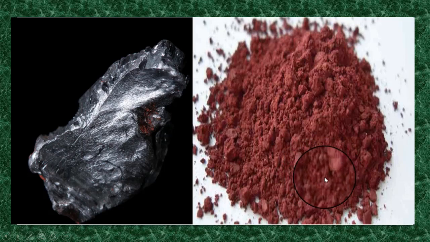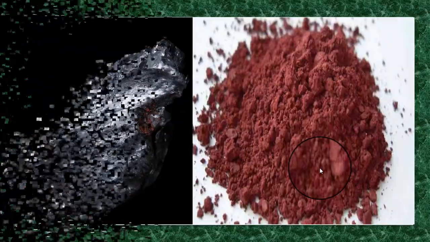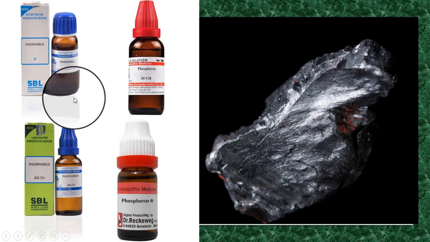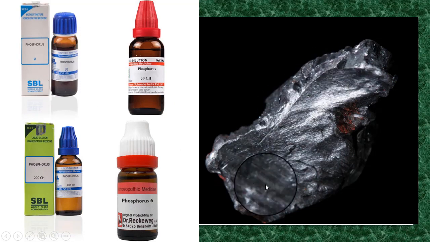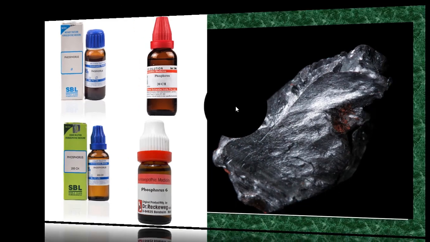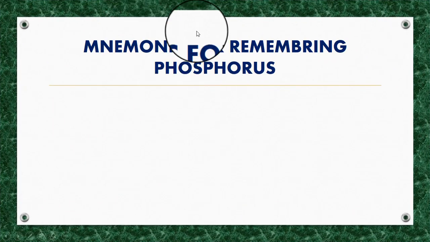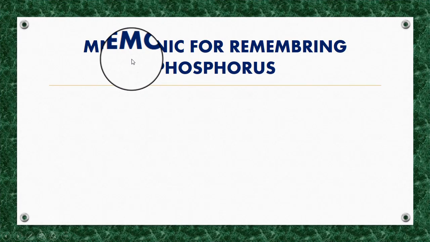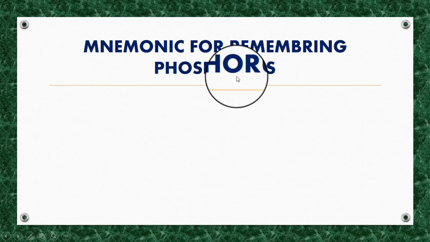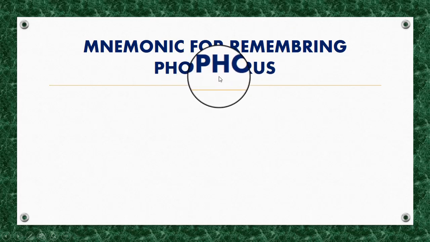Now as you can see here on the screen, we have provided a picture of different potencies like 30CH, 200 series potentized medicines which are made from phosphorus. Next, as you can see on the screen, we have provided a very beautiful mnemonic for you to remember phosphorus permanently in your mind. I hope you will like this mnemonic and remember it to remember phosphorus.